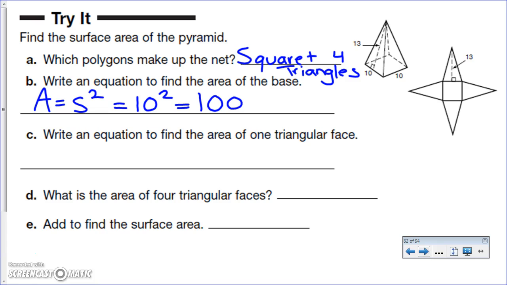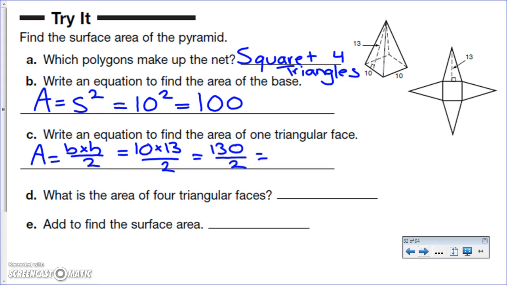For C, we need to write an equation to find the area of one triangular face. We know the formula for a triangle is area equals base times height divided by 2. Then we need to fill in what we know. We know that the base is 10 because it's the same as the side of the square, and we know the height is 13, marked by the dotted line. Ten times 13 is 130 over 2, which equals 65 units squared for the area of one triangular face.